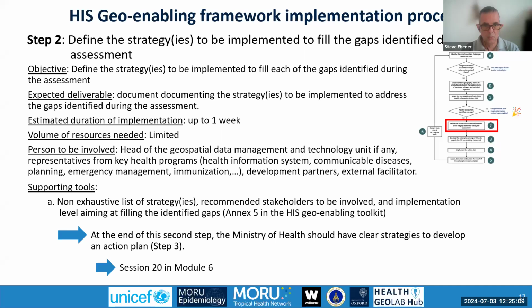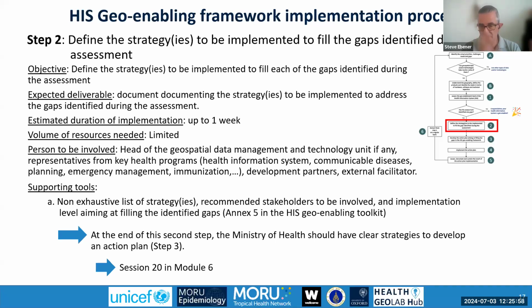Once this is done, step 2 of the HIS geo-enabling process looks at defining strategies to address the gaps that have been identified during the assessment. So we have developed a non-exhaustive list of possible strategies, together with recommendations in terms of stakeholders to be involved, as well as the level at which these strategies could be implemented. This has been defined based on the implementation in different countries, and this is accessible from the HIS geo-enabling toolkit.